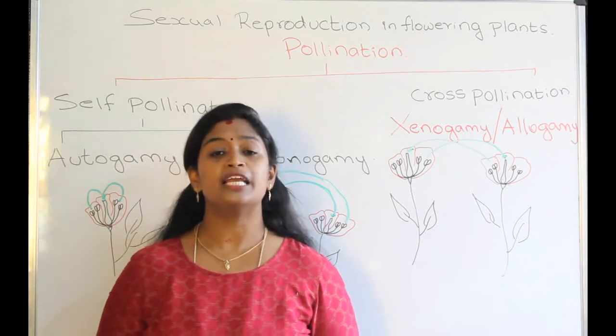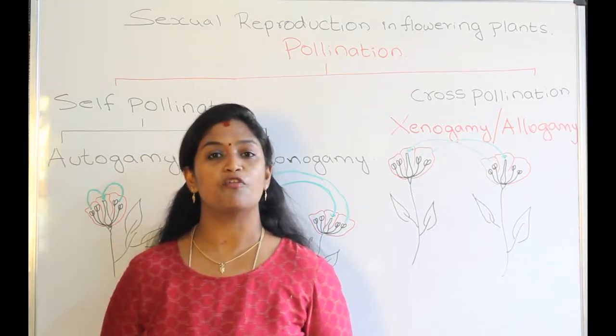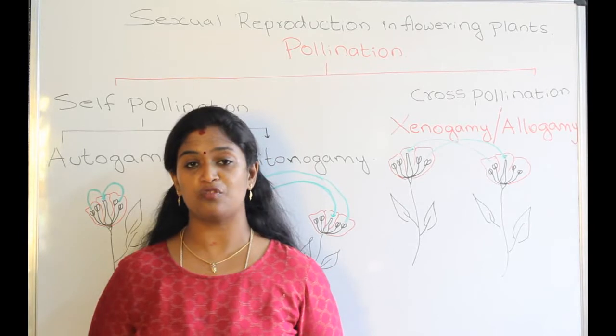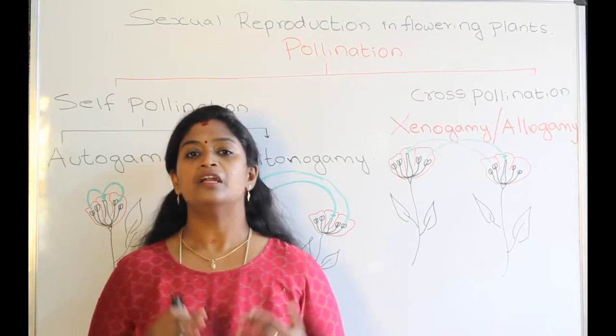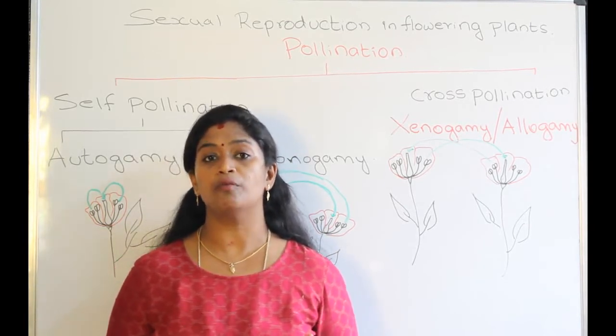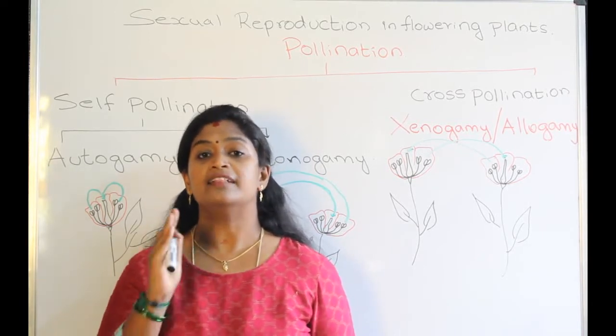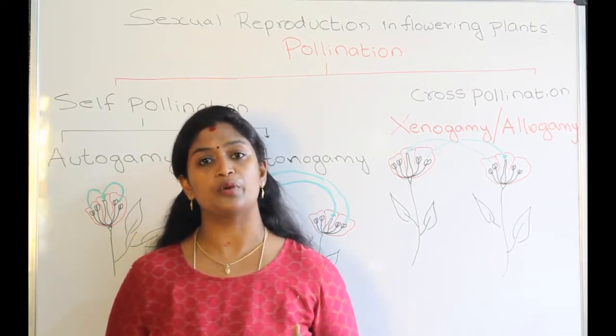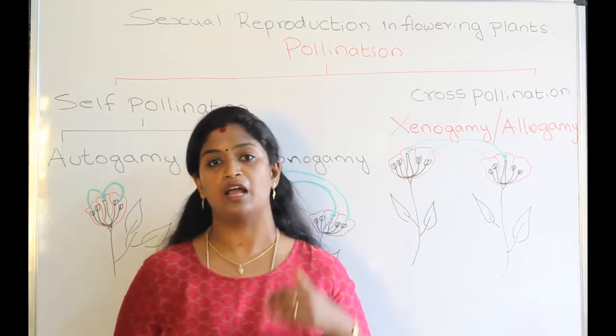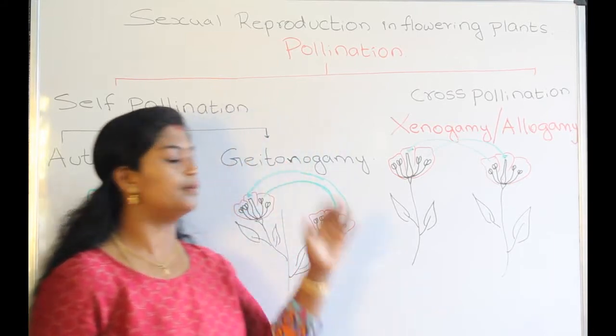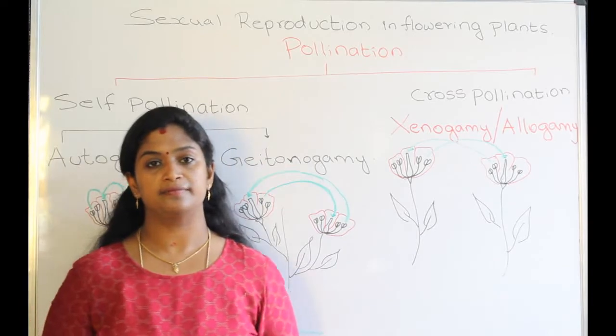Hello everyone. In our previous videos we have studied the formation and development of the male gametophyte and the female gametophyte. Now these two gametes which are formed are non-motile and they require a medium for transportation, and this transfer of the pollen grain from the anther to the stigma is called pollination. In this video we will be studying about pollination.